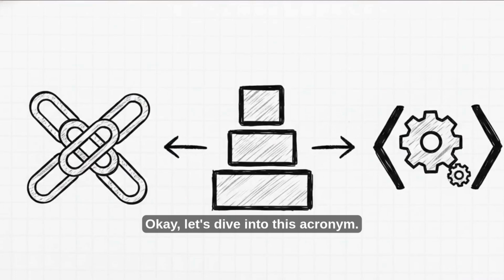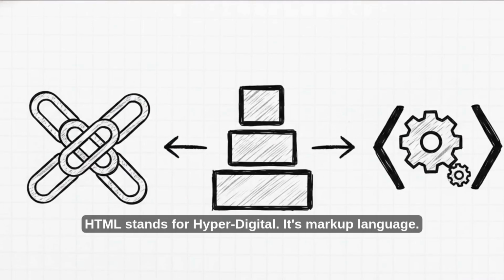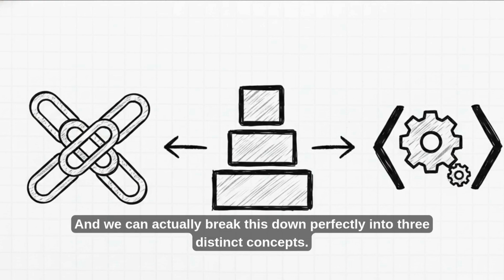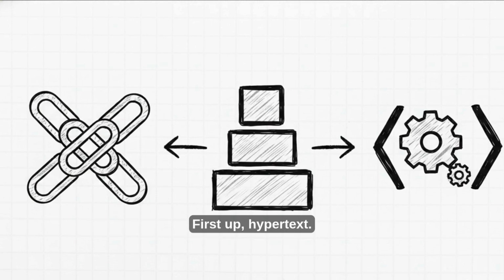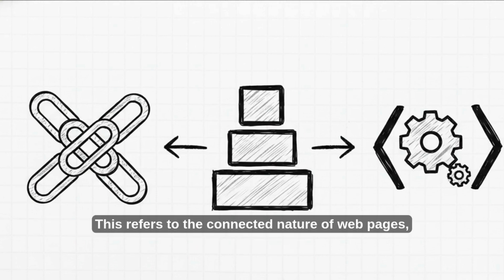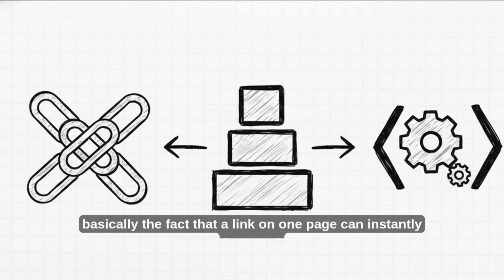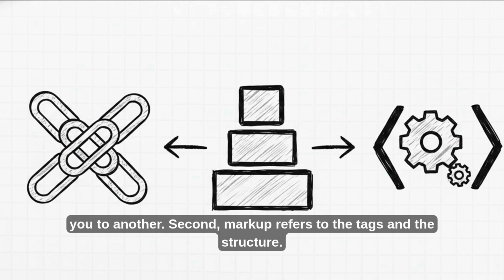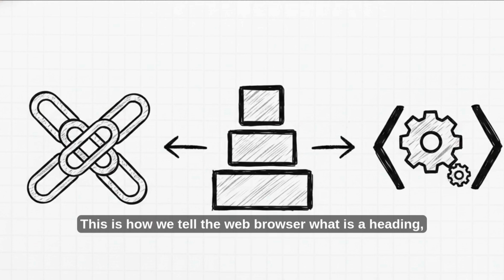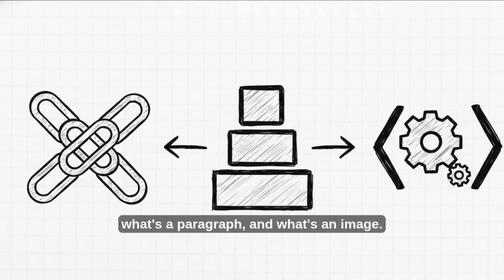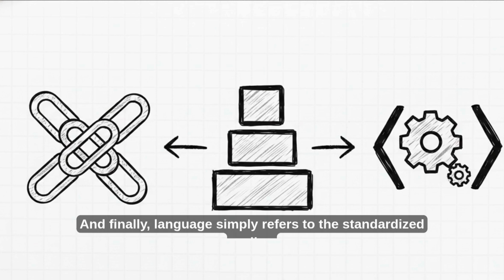Okay, let's dive into this acronym. HTML stands for Hypertext Markup Language, and we can actually break this down perfectly into three distinct concepts. First up, hypertext. This refers to the connected nature of web pages, basically the fact that a link on one page can instantly transport you to another. Second, markup refers to the tags and the structure. This is how we tell the web browser what is a heading, what's a paragraph, and what's an image. And finally, language simply refers to the standardized coding symbols and syntax we use to write those instructions.